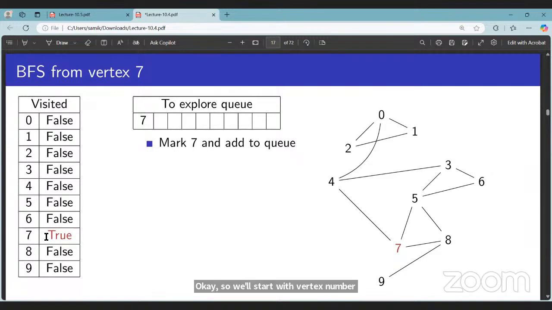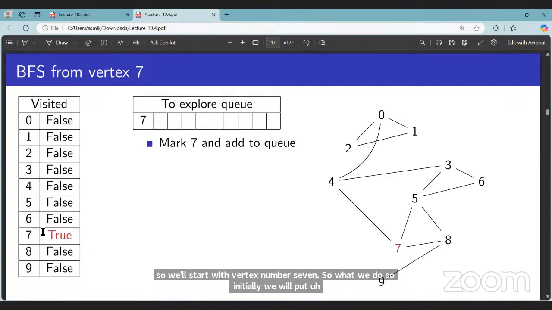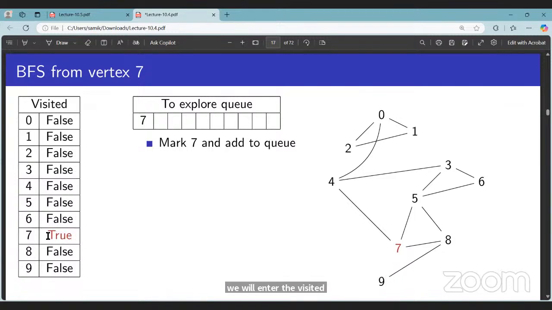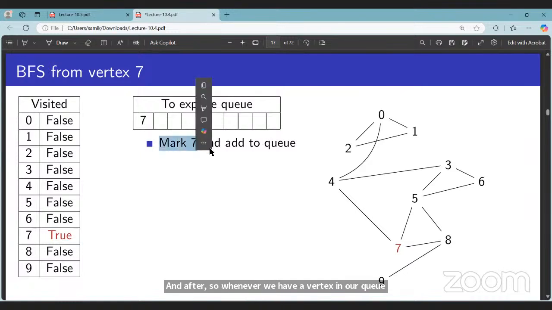Initially, we will change the visited status of vertex number 7 from false to true, and then we will add vertex number 7 into our queue. Again, we add to our queue all those vertices which we want to explore. Since 7 is visited and it hasn't been explored, that's why it's in the queue. Whenever we have a vertex in our queue, we can actually explore that vertex. We have done this step: we mark 7 and add it to our queue.